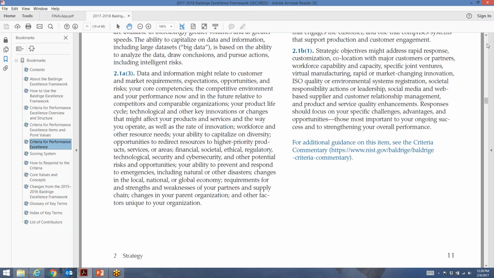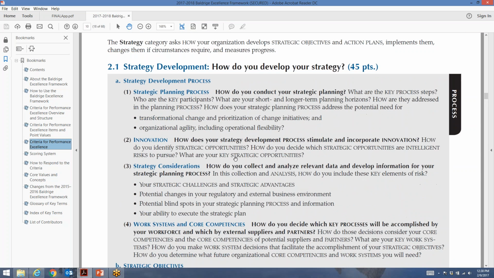Okay, so back to category 2. You told me that at a basic level, at an overall level, you really just answered these bolded questions right here. So you told me how you conduct your strategic planning. We go out to a retreat, we meet for a day or two, debate some things, come out with some goals. You told me how your strategy development process stimulates and incorporates innovation. You kind of told me generally how that works. You gave me an approach. Told me how you collect and analyze relevant data.